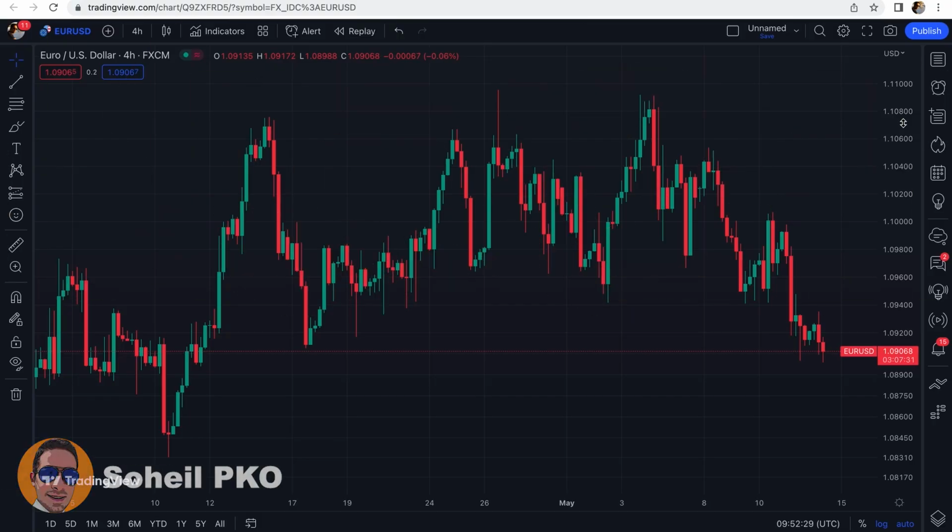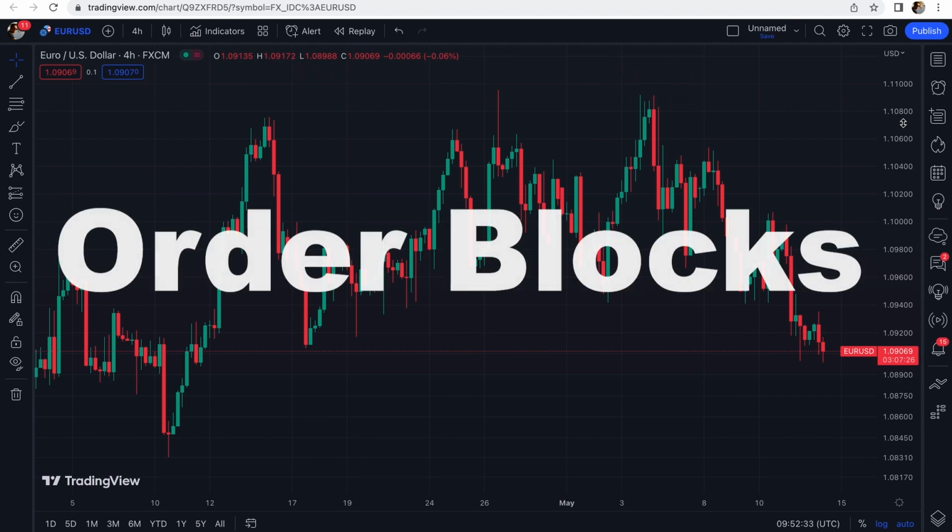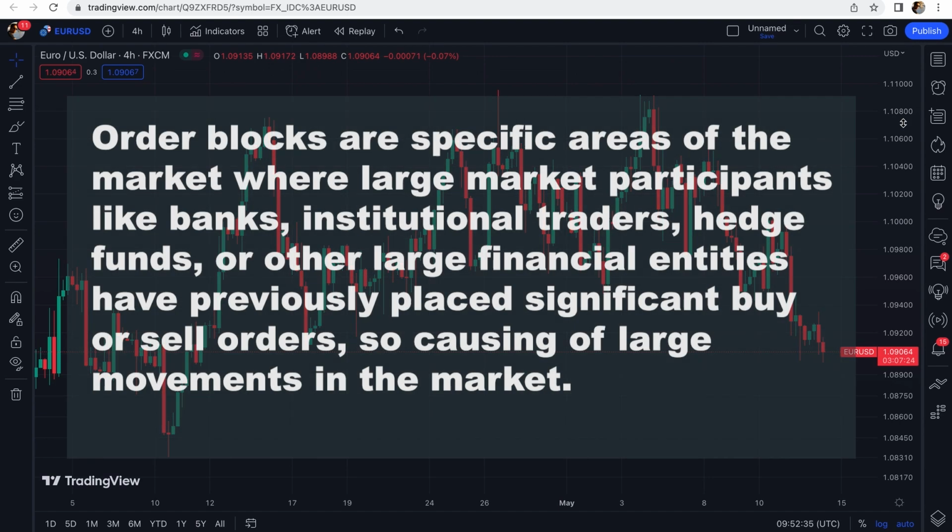Sohail here, and today I want to introduce an amazing indicator that perfectly defines order blocks. If you don't know what an order block is, order blocks are specific areas of the market where large market participants like banks, institutional traders, hedge funds, or other large financial entities have previously placed significant buy or sell orders, causing large movements in the market.